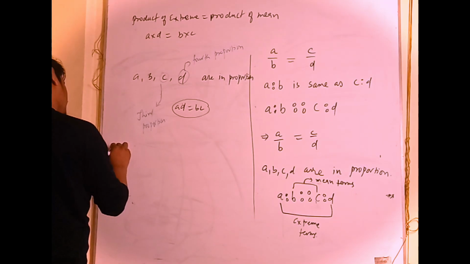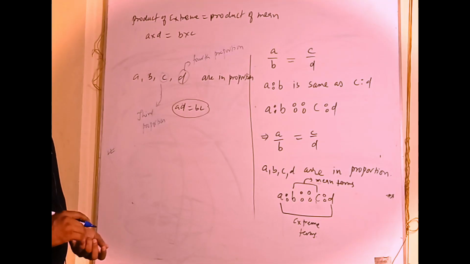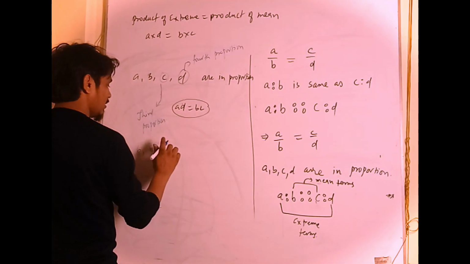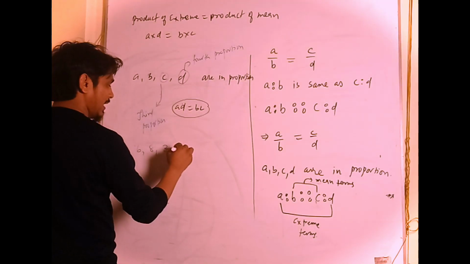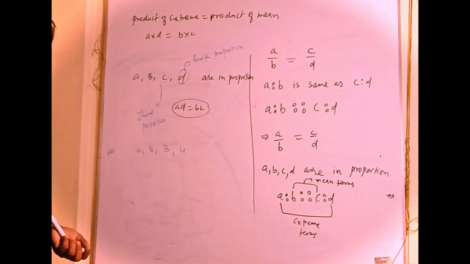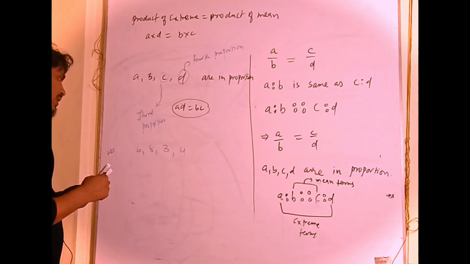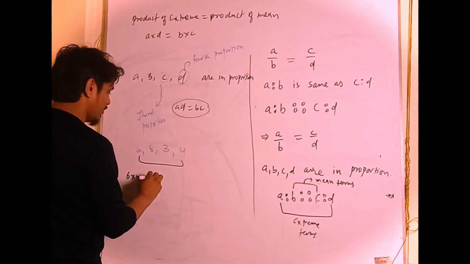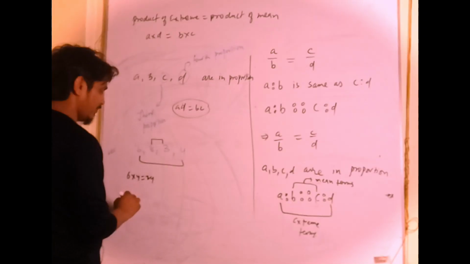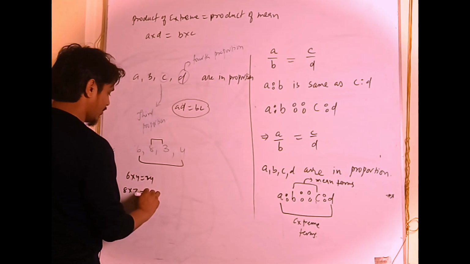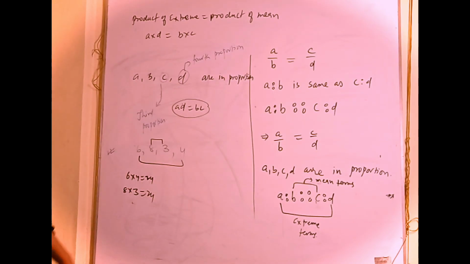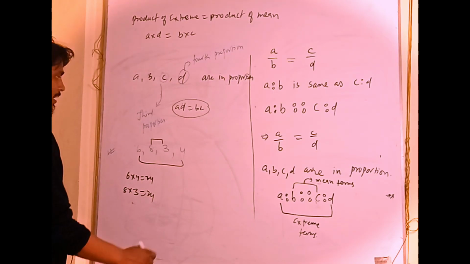So let's check whether given numbers are in proportion or not. For example, we have 6, 8, 3 and 4. We just have to check two things. The product of extremes, 6 and 4, is 24, and the product of the means, 8 multiplied by 3, is 24. As both the product of extremes and the product of means are equal, these numbers are in proportion.